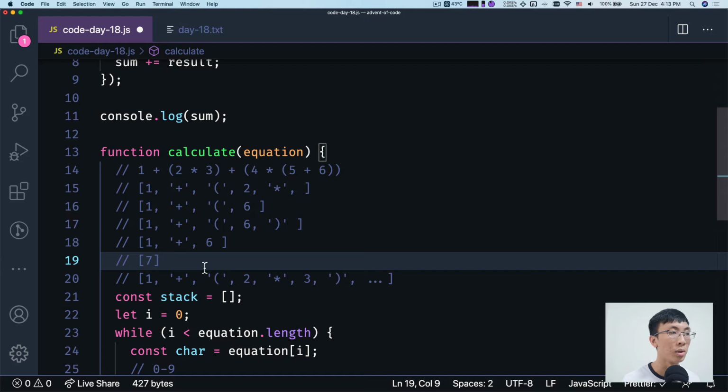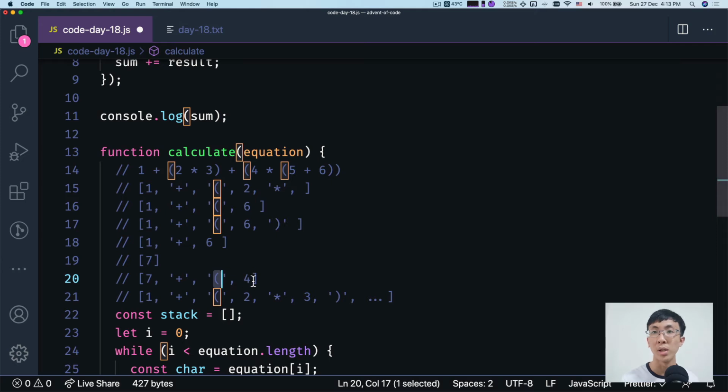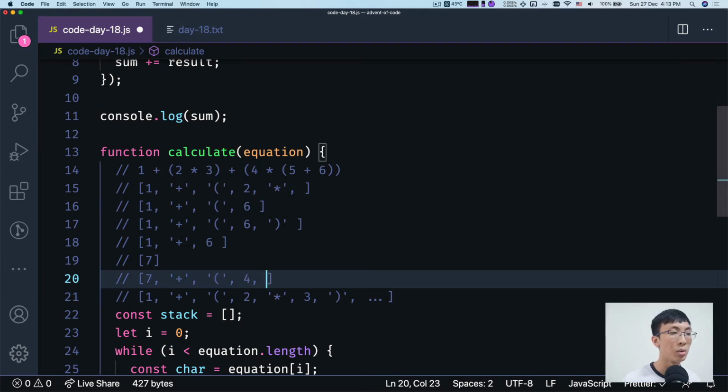and in the end, I can continue to do this. So next thing I will push in will be the plus, bracket, 4. So when you're pushing 4, the top of it is a bracket, so it's not plus or multiply, we just leave it be. So we continue pushing times, bracket, 5 again. The top of it before pushing 5 is an open bracket, so we skip it. 5, and then we have plus, and then we have 6.